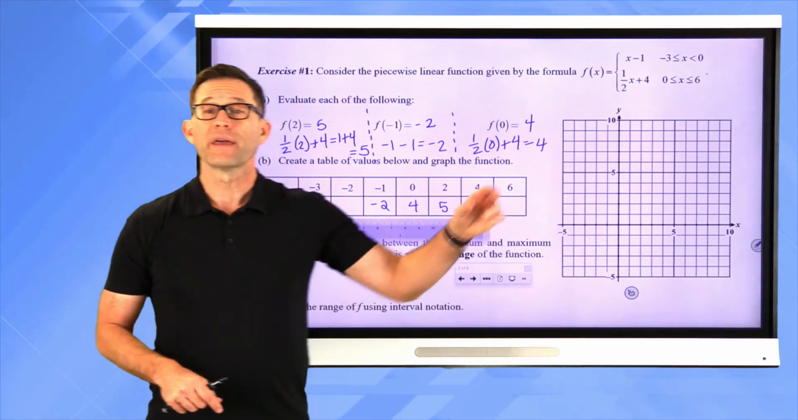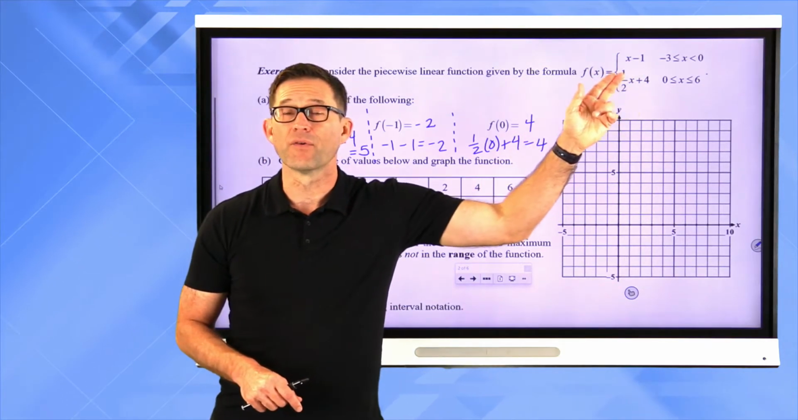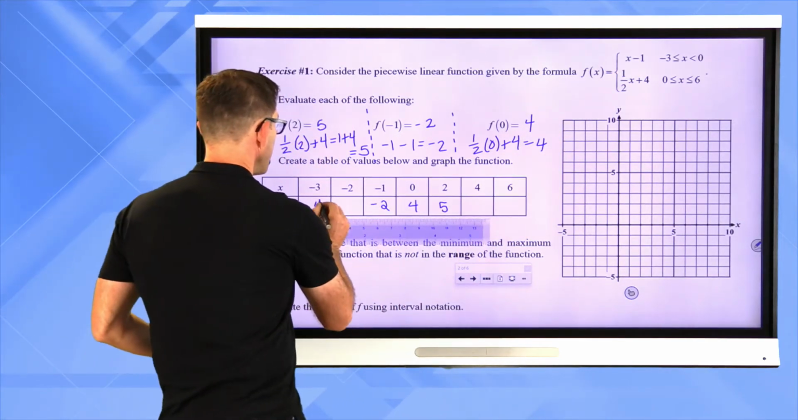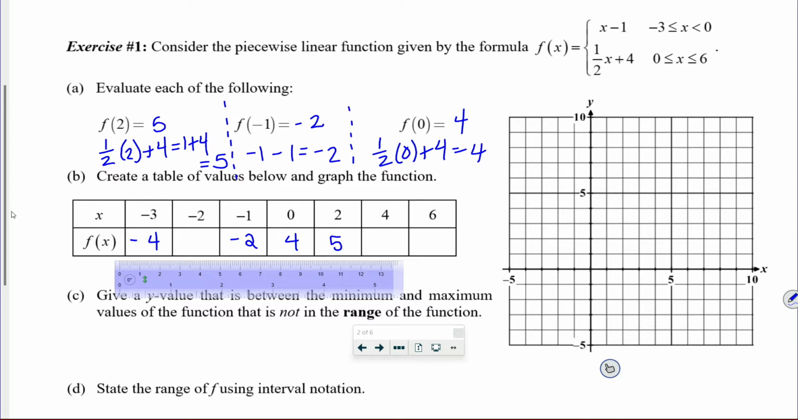All right, well, negative 3 obviously falls into this interval. Negative 3 minus 1 is negative 4. Negative 2 also falls into that interval. Negative 2 minus 1 is negative 3. 4 falls into the second formula, so that's going to be 1/2 times 4, which is 2, plus 4, which gives me 6. And then 6 falls into the second formula as well, or the second interval. 1/2 times 6 is 3. 3 plus 4 is 7.